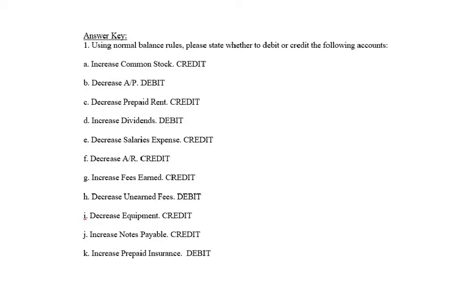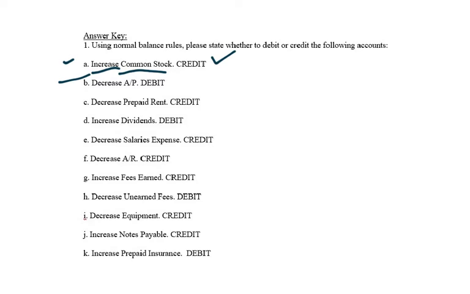So the purpose here, what's the decision tree here? Let's just look at the first one. For A, I said increase common stock. Okay, so the first thing you should think of is what's the normal balance of the common stock account, because it's going to be the same as increasing. Those are equal to each other. So normal balance, that's a credit. So that's why, of course, the answer is just credit. You're done.